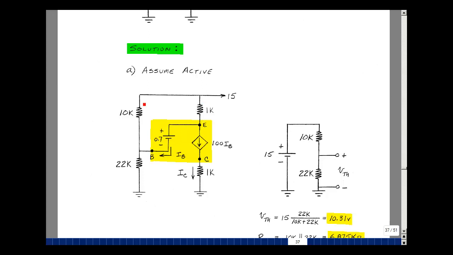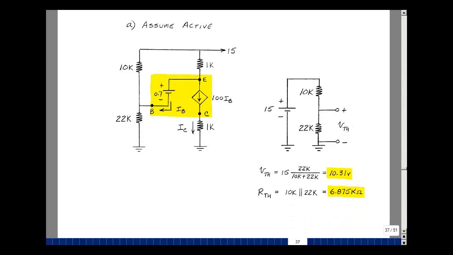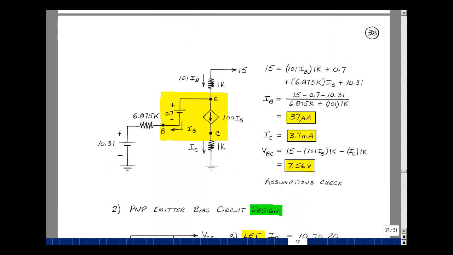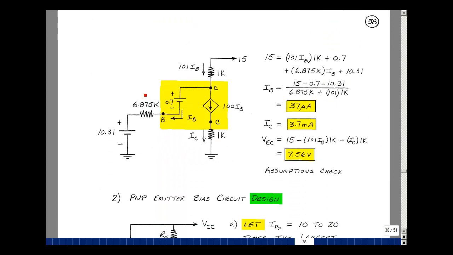My battery's connected to 2 points, so let me take this part off and Thevenize it. Open circuit voltage is 22K over 10K plus 22K times 15, that's 10.31. Set this equal to 0, you see 22K in parallel with 10K. We're going to replace our 2 resistors and a battery with just 1 battery and 1 resistor, Thevenin equivalent circuit.